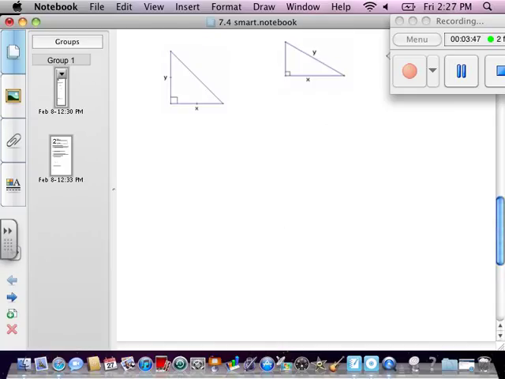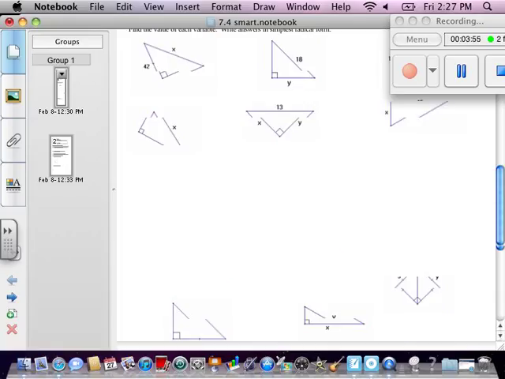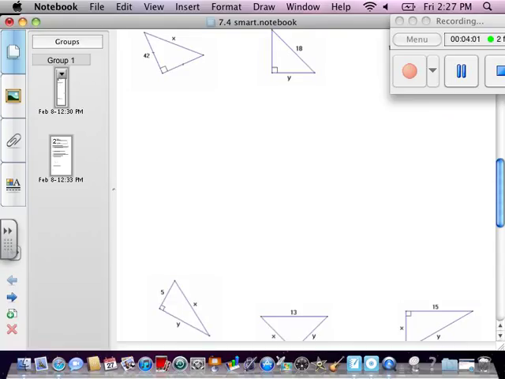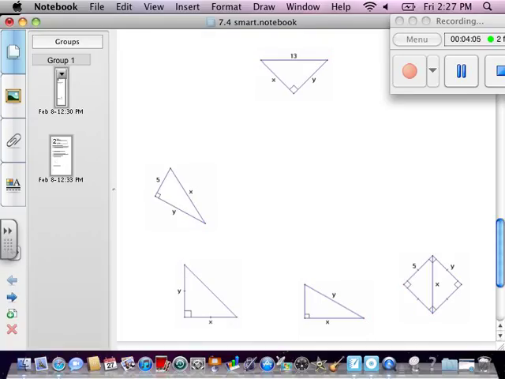Let me just move this around so we have a little more room. One second, please.